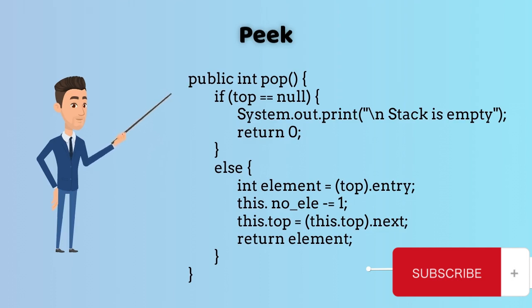Peek. This is mostly like the pop operation. But here we didn't remove the values. Only look at them and get the values. As in the previous case, firstly we have to check if the stack is empty or not. If it is not empty, it returns the top node entry value. That's how the peek operation works.